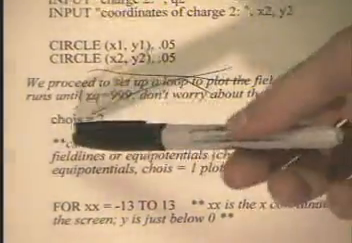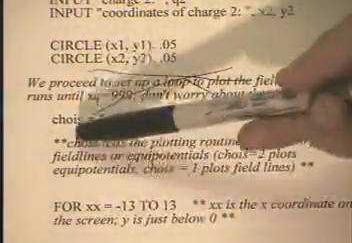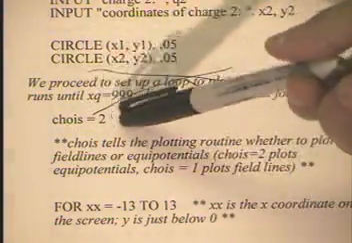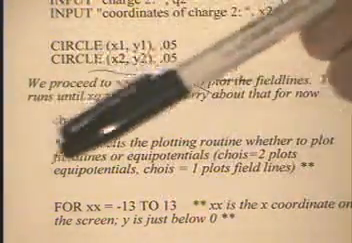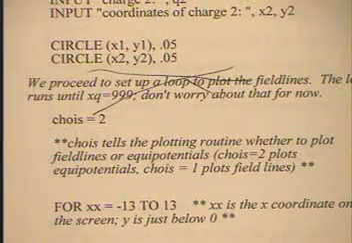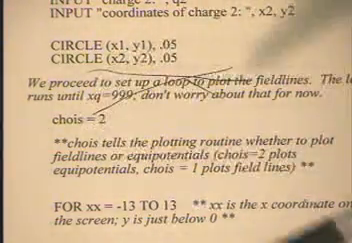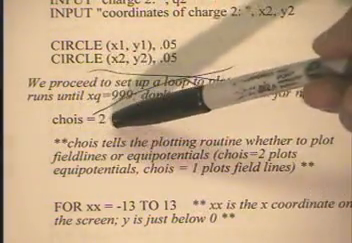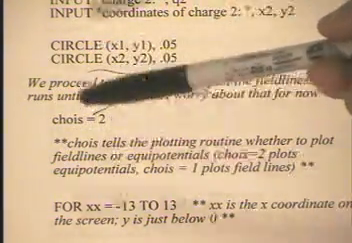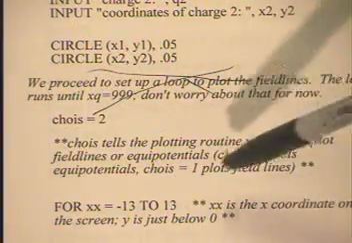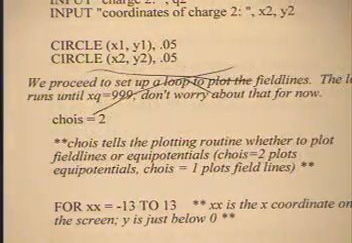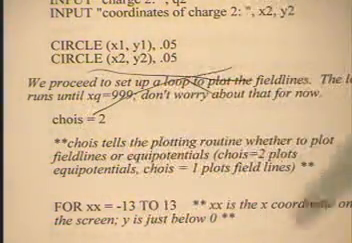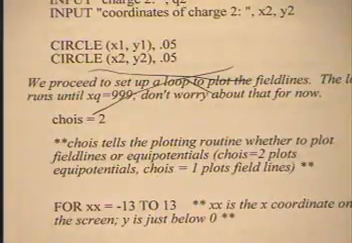Okay, now there's this thing called choice. We're choosing between choice equals 1 and choice equals 2. I had to misspell choice because it's a reserved word in the language. I do know how to spell choice. It's got an E in the end, C-H-O-I-S-E. In any case, choice tells the plotting routine whether we're going to plot field lines or equal potentials. Choice equals 2 plots equal potentials. Choice equals 1 plots field lines.